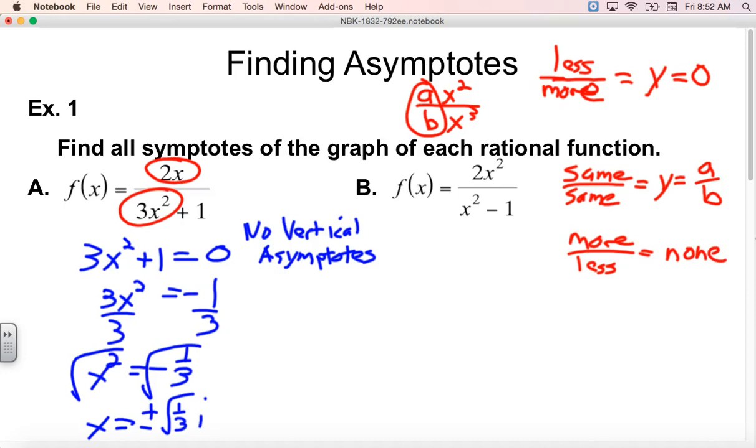So looking at this problem right here, which situation is this? Is the degree up top less, the same, or more?